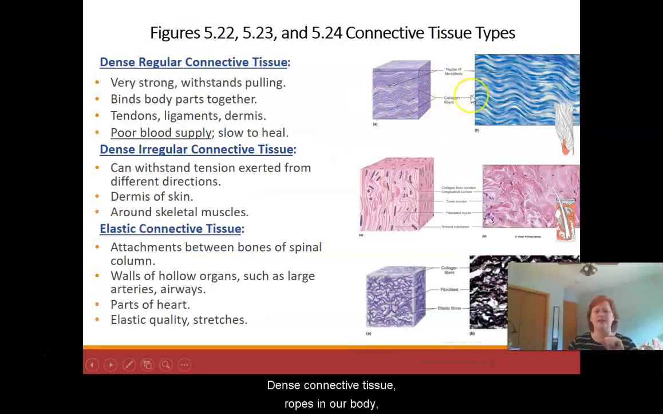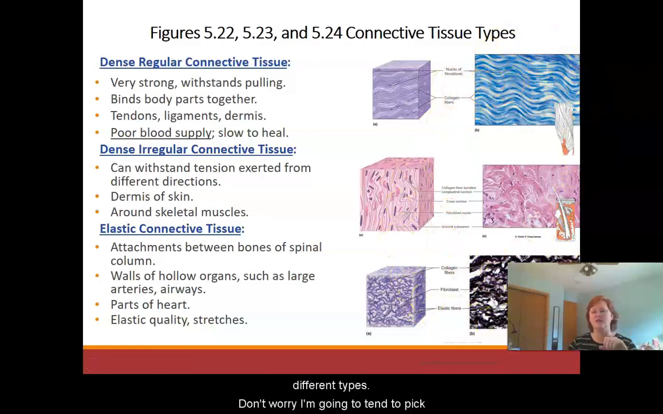Dense connective tissue, the ropes in our body, tends to look very stringy because we have lots and lots of fibers making them very tough. It can be a little difficult to distinguish between these different types. Don't worry, I'm going to tend to pick histology pictures that are pretty distinct in what they look like.